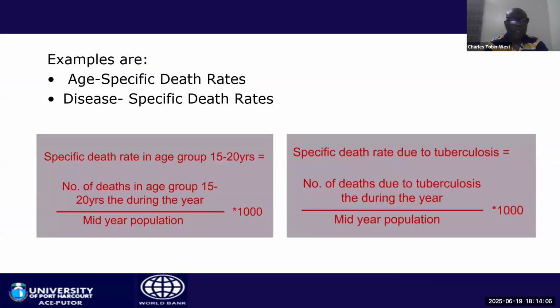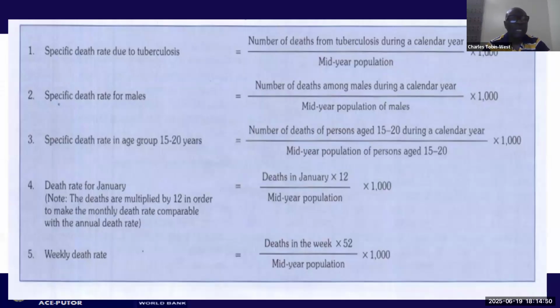Now look at an example of age-specific deaths, for instance the number of deaths in age 15 to 20 over the mid-year population. You use age-specific death rate for many reasons because it's important for our demographic data. If age-specific death rate among young people begins to get high, the society begins to look at things like accidents, drug use, and all that. Or age-specific death for TB, for males, for various age groups. So you can look at that.